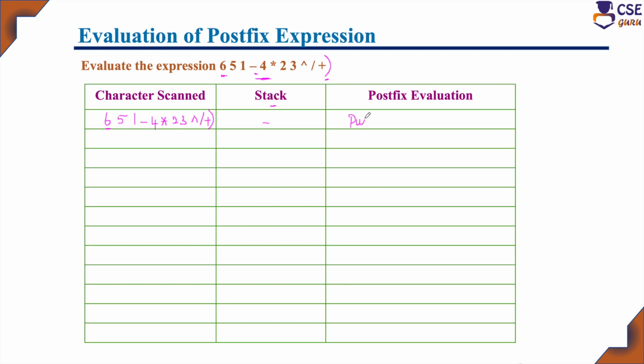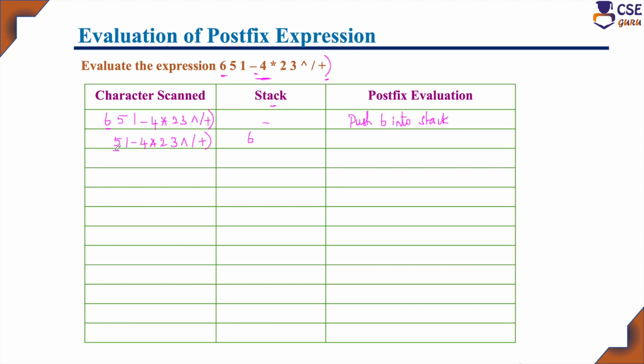Push 6 into the stack. Now the element 6 you have to push onto the stack. This is the only one element, so this 6 will point to the top element of the stack. And the remaining input characters are 5, 1 minus 4 star 2, 3 exponent, division plus closed parenthesis.